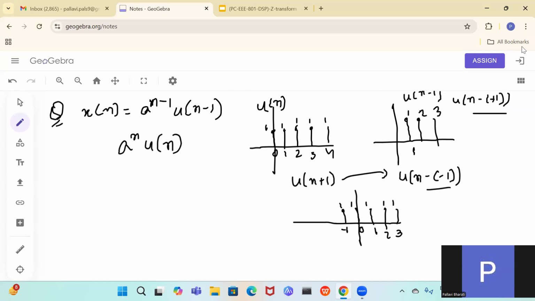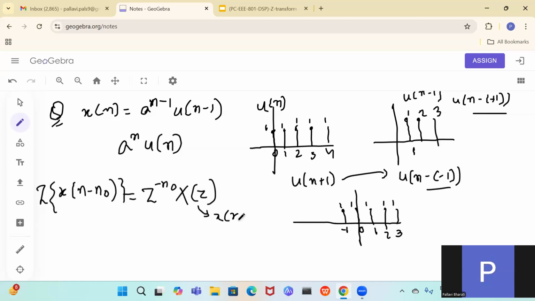Okay. So for this signal, going by the property, if you try to find out the Z transform, you can take this as a parent signal. From this only this one is coming. So if you know the Z transform of this one, then you just need to multiply z to the power minus 1 to the Z transform of this signal. Because what does the property say? If you want to find out the Z transform of x of n minus n naught, it will be equal to z to the power minus n naught times X of z. And this X of z is for the original signal x of n.